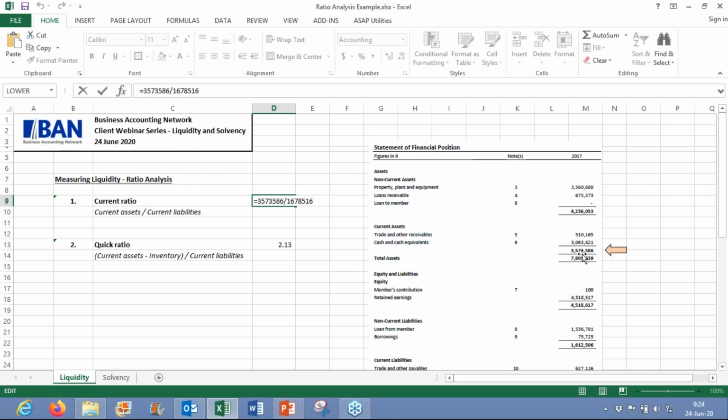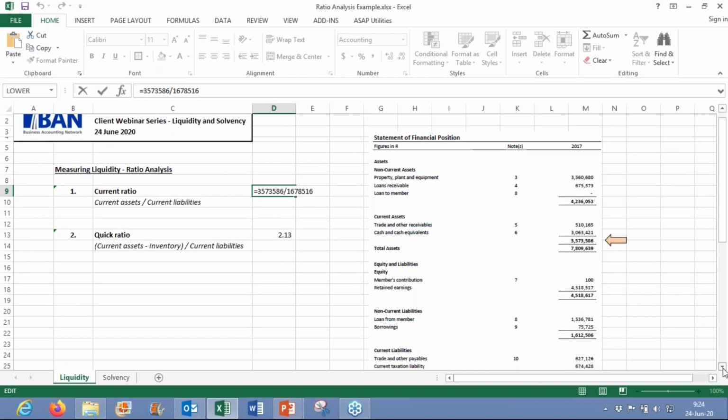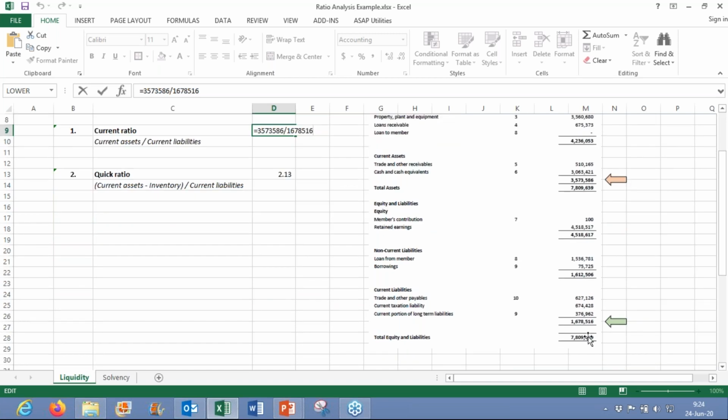So we start off with this 3.5 million, the 3573586, which are your current assets, and we're going to divide that by your current liabilities. Your current liabilities are sitting at the bottom here. It's your short-term obligations, and this greenish arrow is showing the value that I've taken. Your total current liabilities in this case are made up of trade payables, your current tax liability, and the current or short-term portion of any long-term borrowings. If we calculate the total current assets over the total current liabilities, we get a value of 2.13.